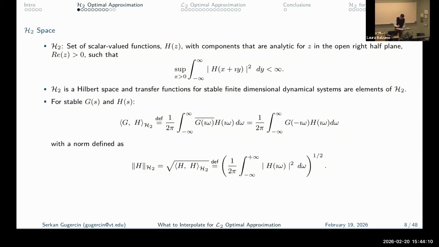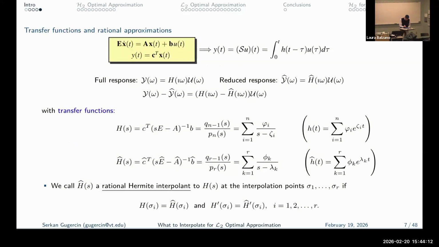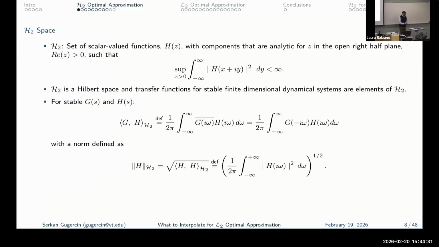So then we need to choose a measure. Okay, so now I chose the structure of my approximant. And this is the key: if I can make H hat close to H, then I can guarantee that y hat will be close to y for any permissible input u. Okay? So what is the measure I'm going to choose? I'm going to choose the H2 measure. H2 is a Hilbert space of transfer functions of stable dynamical systems. Pretty much, you want this integral to be finite.